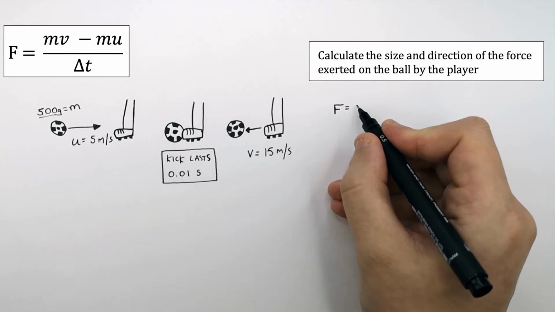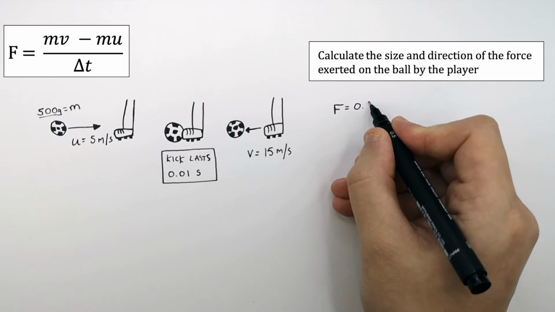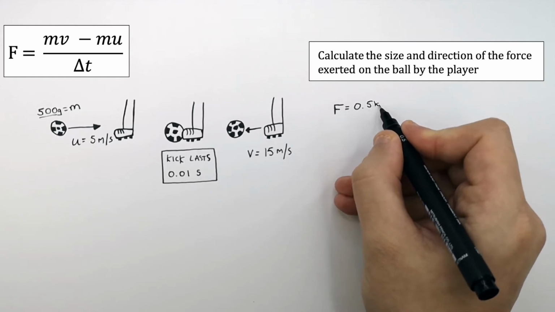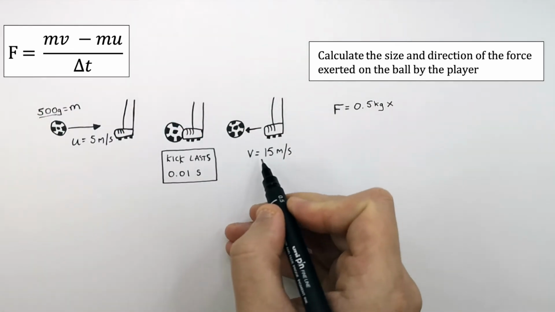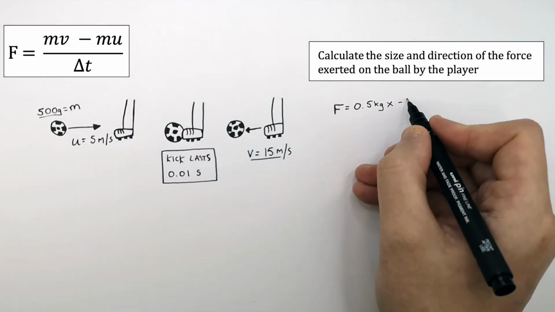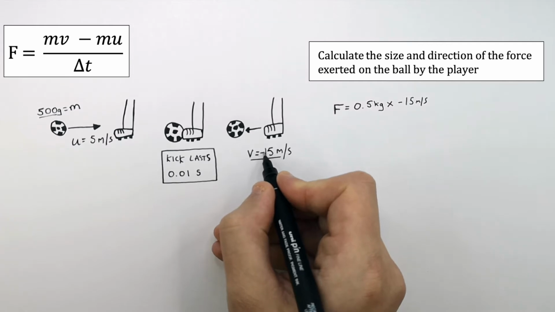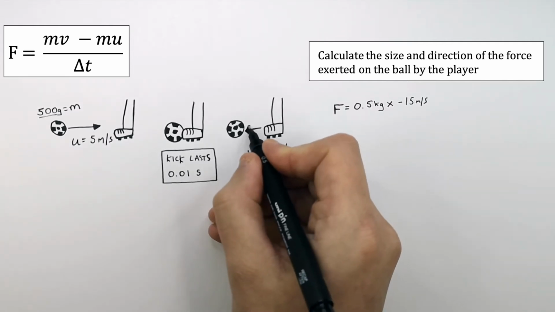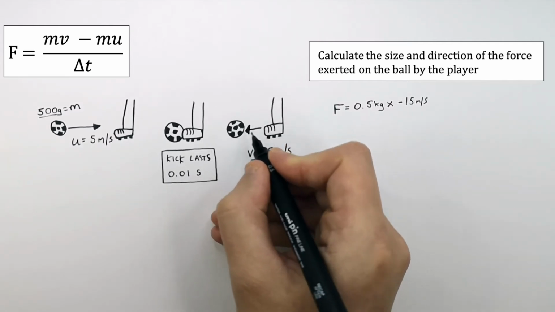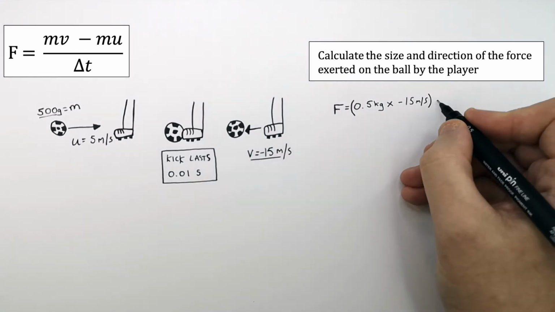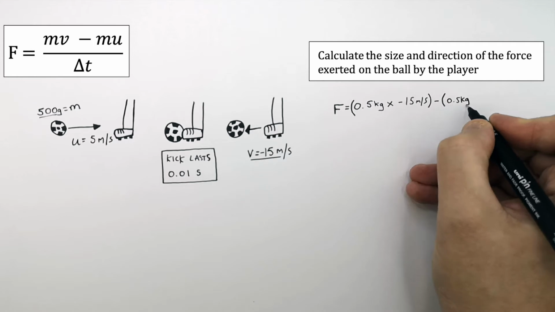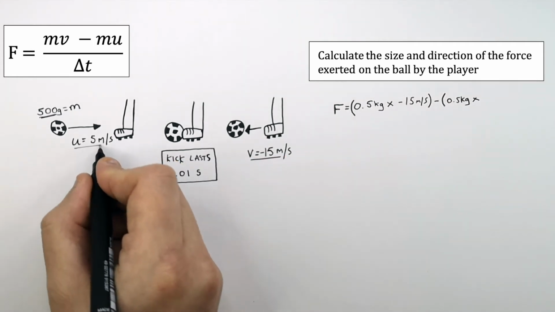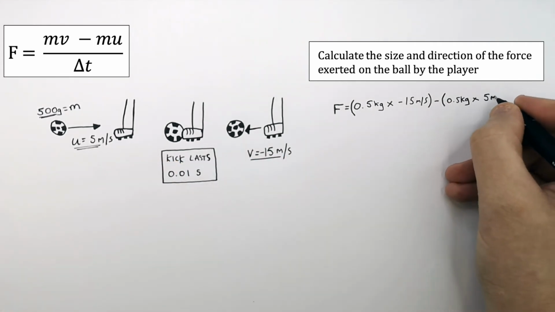time. The mass of the ball is 0.5 kilograms, not 500 grams, but 0.5 kilograms. The final velocity is not 15 meters per second, but it's minus 15 meters per second because it's moving to the left. Because it's a vector quantity, you must take into account its direction. So the initial velocity of the ball is 5 meters per second. So it's 0.5 kilograms times minus 15 meters per second minus 0.5 kilograms times 5 meters per second.